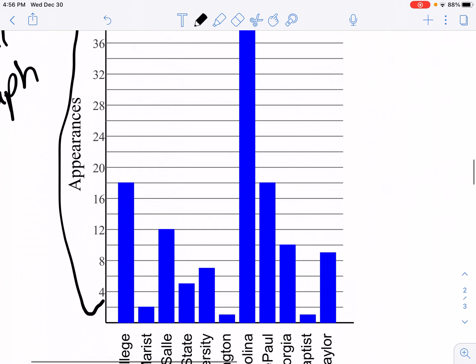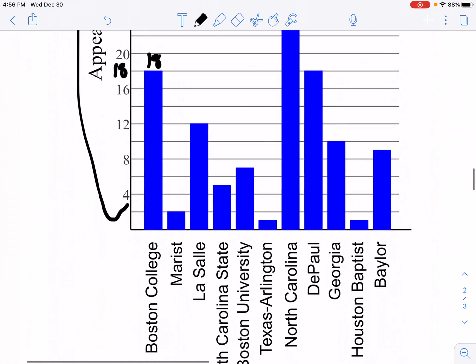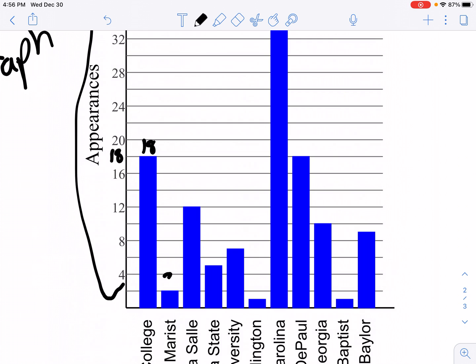So, for instance, notice it's going by 2s. This would be right here, 18. That means this group, the Boston College, appeared 18 times. The next group appeared 2 times because this is going by 2, so this would be 2. Okay, then 12. And it looks like if this is halfway in between, if this is 6, halfway in between this would be a 5. Halfway in between there would be a 7. Okay. And then halfway in between 0 and 2 would be 1.